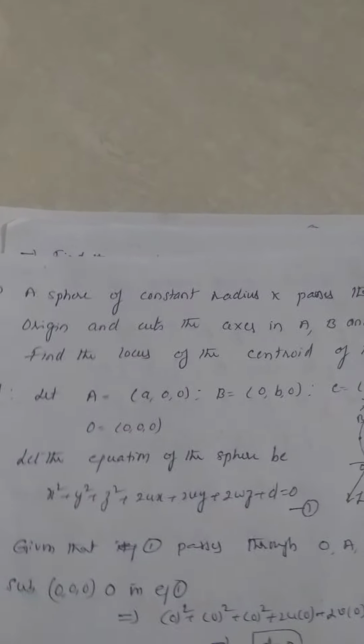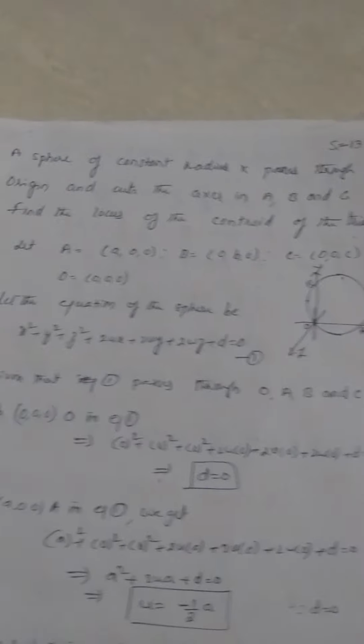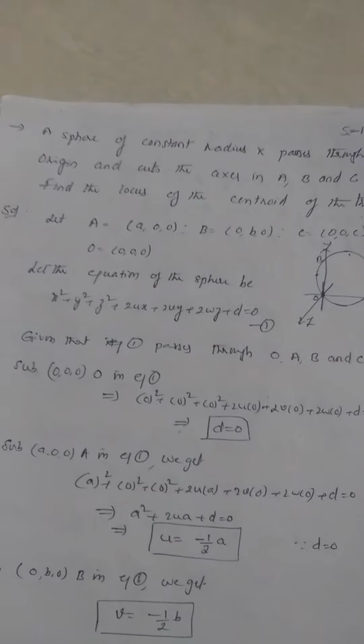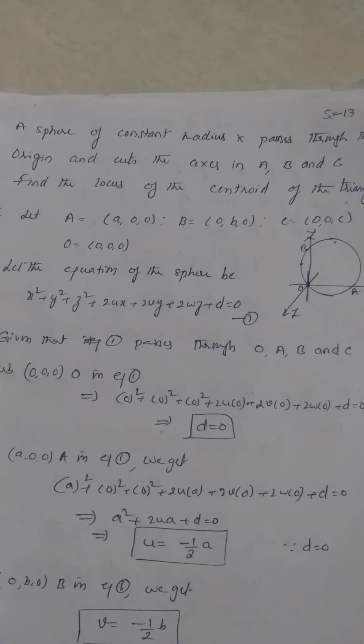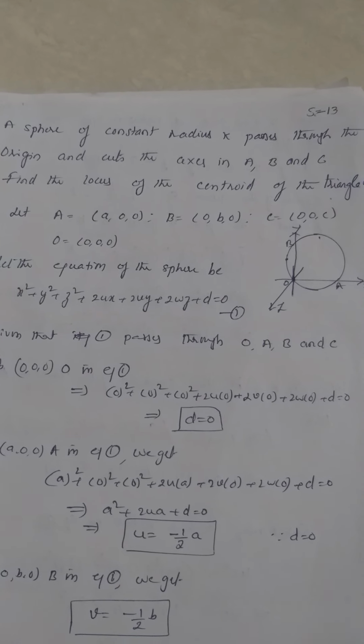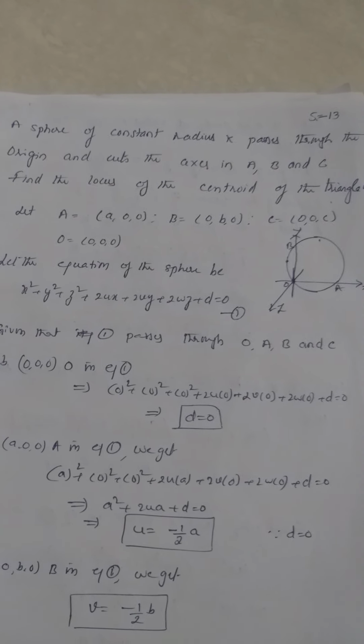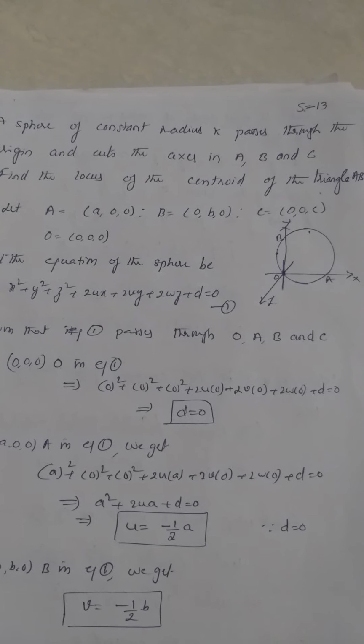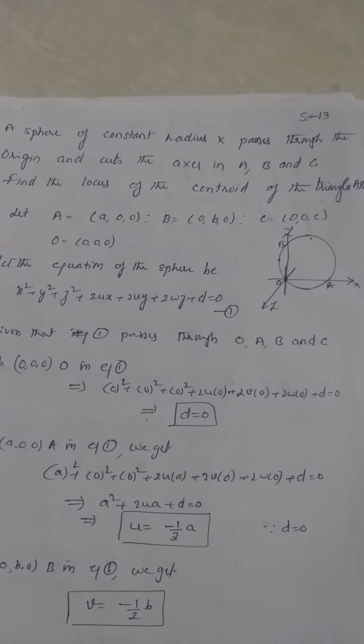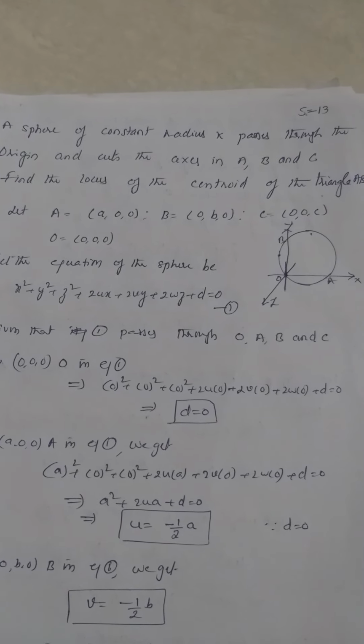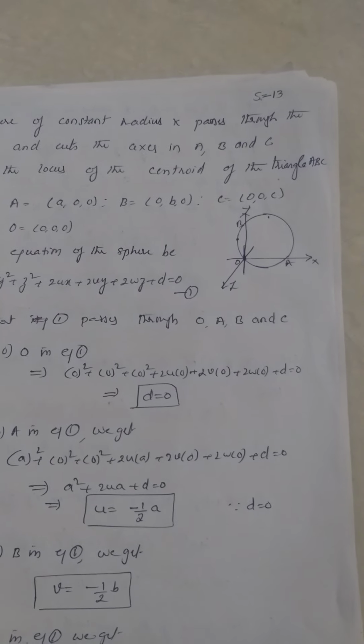Good morning, students. Now, continuation of spheres. The problem is: a sphere of constant radius k passes through the origin and cuts the axes in A, B, and C. Find the locus of the centroid of the triangle ABC.